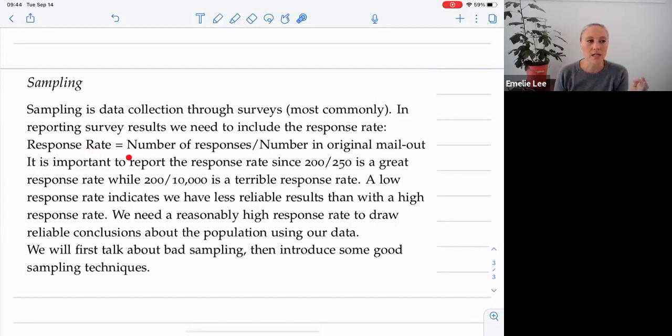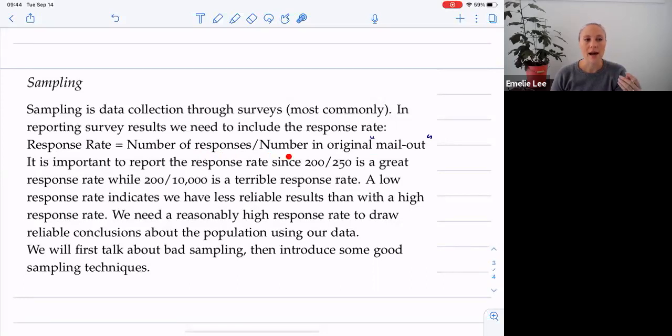Okay, so the response rate is the number of the responses divided by the number in the original mail out. Now, I use mail out as kind of a general term, right? I guess I should have kind of air quotes about the mail out. The mail out is just a general term for all the people that you tried to reach, right? Whether that be a call or actually through the mail, right? So the number of people that you tried to get to answer your survey is the number in the original mail out, okay?